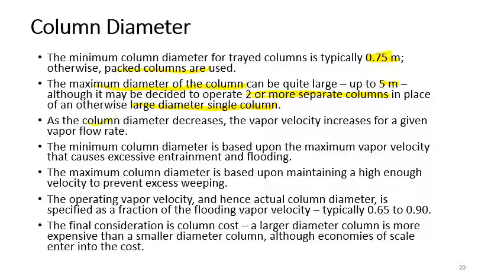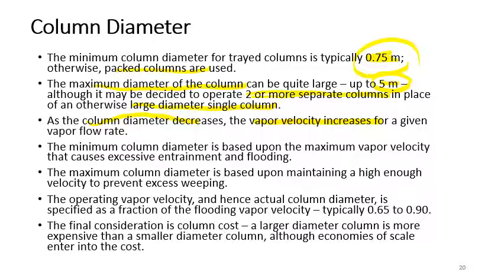When the column diameter decreases, the vapor velocity increases for a given vapor flow rate. Well, you can read the rest of the slide here. So at the end of the day, when you calculate the column diameter, you need to have a look at these numbers. Okay, these are rules of thumb. It's not right or wrong. There's no right or wrong design when you design a distillation column.